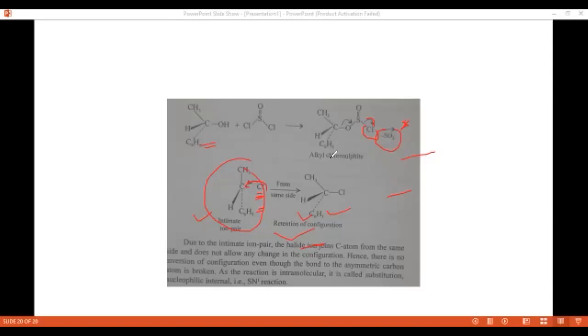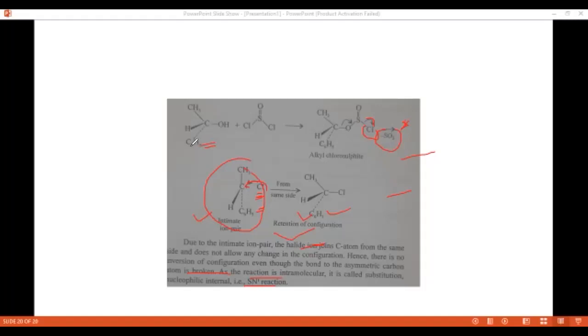The reaction is intramolecular. What is intramolecular? The bond breaking occurs within the same molecule. So it is called substitution nucleophilic internal: i stands for internal, S stands for substitution, and N stands for nucleophilic. So it is called the SNi reaction.